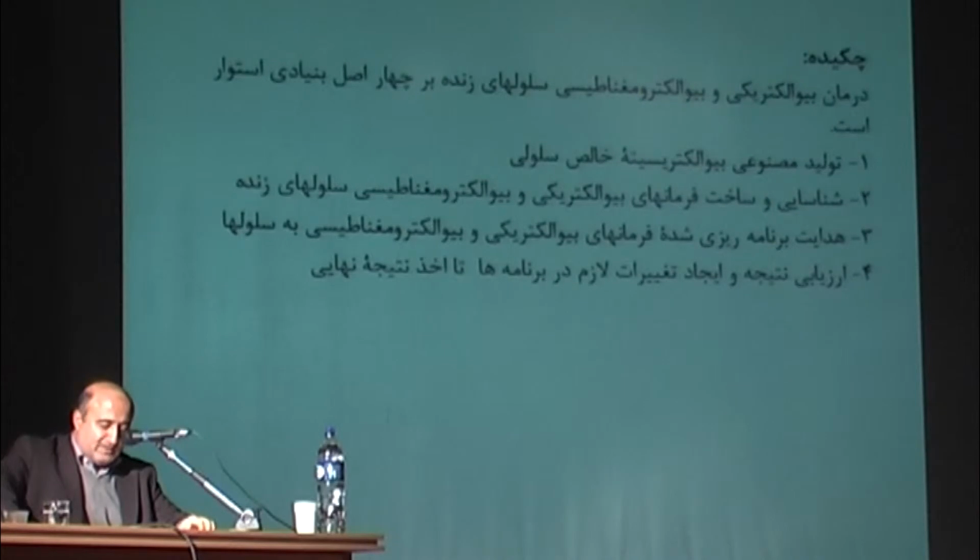Abstract. Bioelectric and bioelectromagnetic treatment of living cells is based on 4 fundamental principles. 1. Artificial production of pure cellular bioelectricity. 2. Identification and production of bioelectric and bioelectromagnetic commands of living cells. 3. Planned transfer of bioelectric and bioelectromagnetic commands to cells. 4. Assessment of the outcome and making necessary changes in programs to obtain the desirable result. Keywords: cellular bioelectricity, bioelectric, bioelectromagnetic, commands.